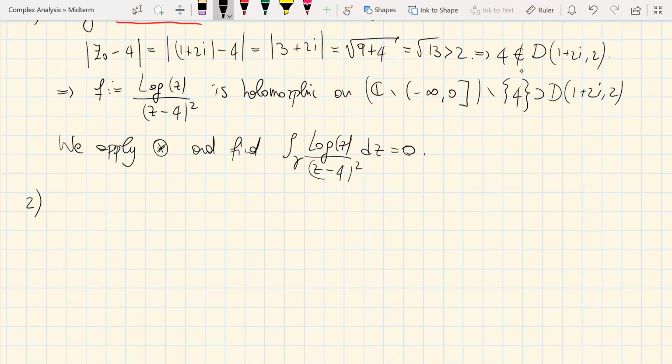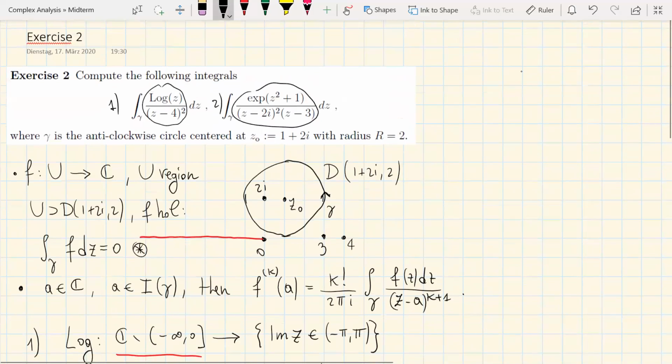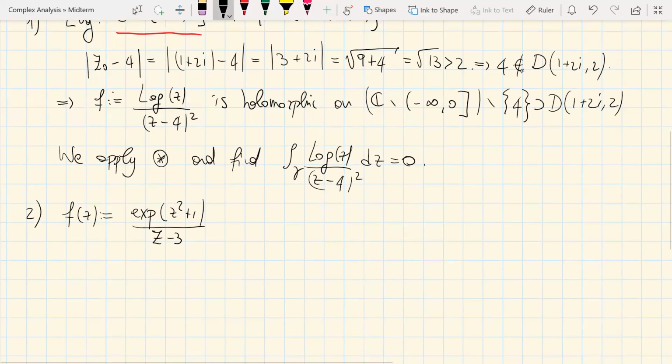So let's see what this means. This means that the function f defined by exp of z squared plus 1 divided by z minus 3, this function here is holomorphic on C minus 3, and this contains the disk.